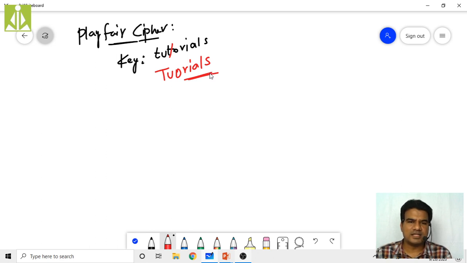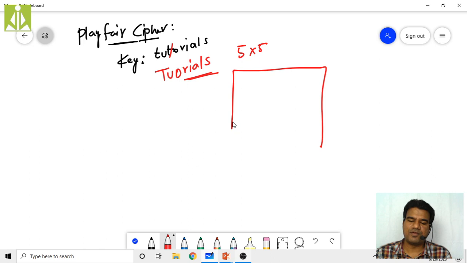Once you have decided the key, they will take a grid of 5 cross 5 table. 5 cross 5 means 5 rows and 5 columns. So likewise they will take the table, and in this way they will frame the table.